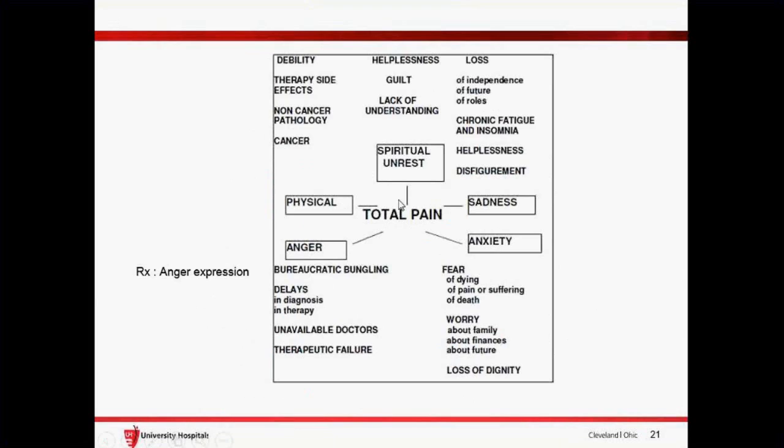So this is again total pain. Physical pain: the patient has it because of debility or side effects of the therapy, chemotherapy, radiation, surgery, and some non-cancer pathology, for example hemorrhoids or bunions, and then cancer itself can be pressing on nerves or organs causing pain. And then this is the psychosocial pain because of therapeutic failures or delays in diagnosis or therapy. Patient may be worried about family and loss of dignity, and sadness because of disfigurement, and then spiritual issues.